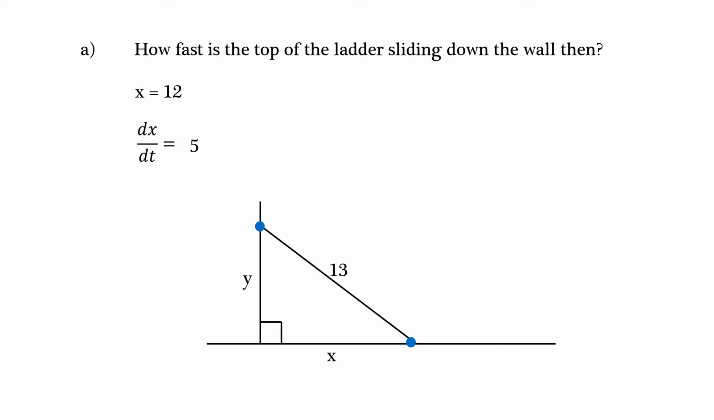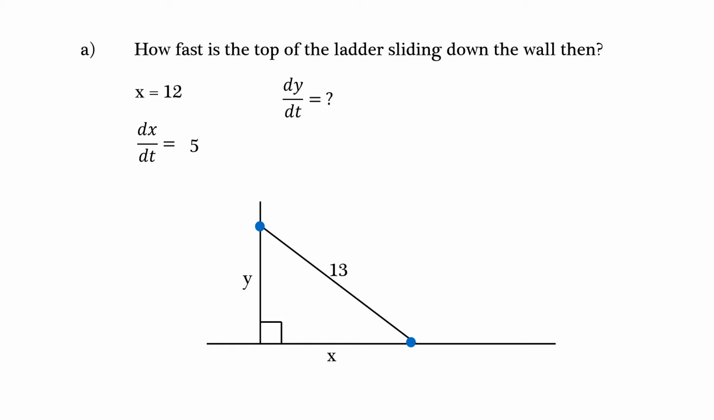So question A, how fast is the top of the ladder sliding down the wall? It's asking for the rate of the y, which represents the distance between the top of the ladder and the ground. So we are looking for the value of dy over dt. We can find this value by observing that we have a right triangle where the hypotenuse is 13, the base is x, and the height is y.